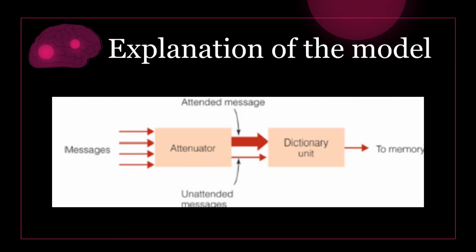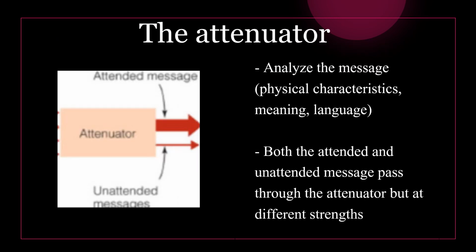The attenuation model has two key elements. The attenuator is the process of analyzing the message in terms of its physical characteristics, whether it is high pitch or low pitch, fast or slow, its language, how the message grows into syllables or words, and its meaning, how sequences of words create meaningful phrases. On a small note, unlike in the Broadbent model, the attenuation model does not rely on only physical attributes, as shown previously. If the voice can be deciphered as male or female, the message will be analyzed using the meaning.